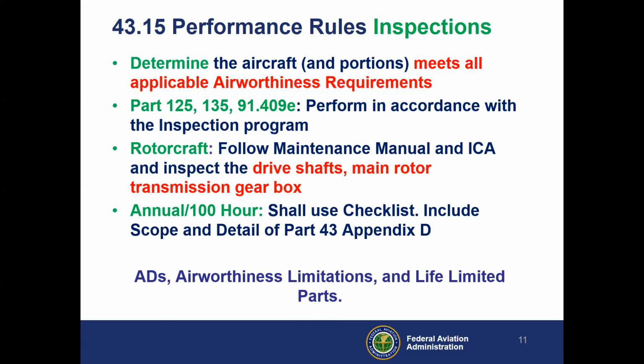And 43.15 gives additional rules for rotorcraft. It specifically says you'll follow the maintenance manual and the ICA and inspect the drive shaft, main rotor, and transmission gearbox. Now, for an annual and 100-hour inspection, it states you shall use a checklist, and it will include the scope and detail of Part 43, Appendix D. And there's also ADs, airworthiness limitations, and life-limited parts. So all these go into ensuring that the aircraft meets all airworthiness requirements.